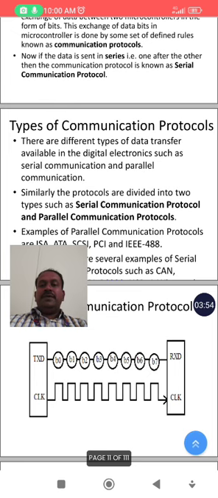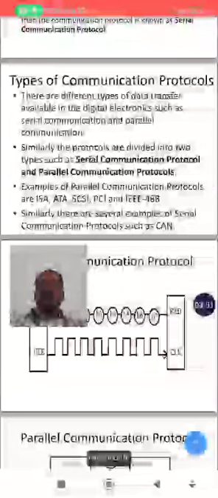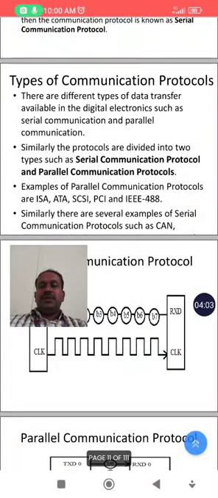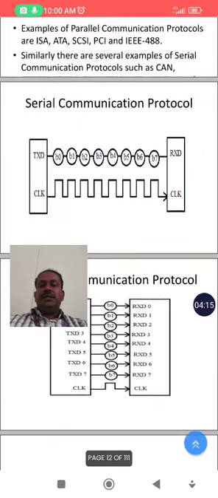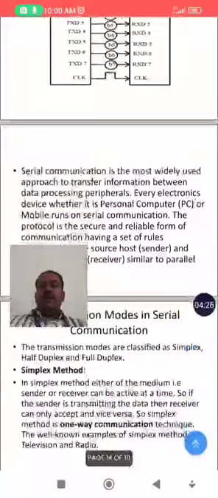Different types of data transfer are also available in digital electronics, such as serial and parallel communication. So serial communication protocol and parallel communication protocol are both available. Examples of some of the parallel communication protocols are ISA, ATA, SCSI, PCI and IEEE 488. This is a simple diagram of an example of a serial communication protocol, where the transmitter is sending the data with a clock and the receiver receives the data. This is the example of a parallel communication protocol.